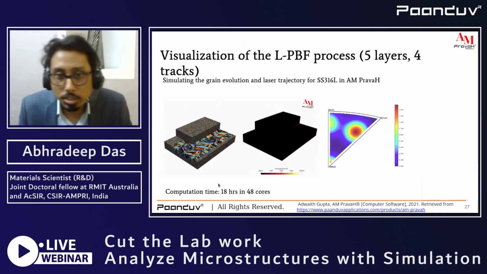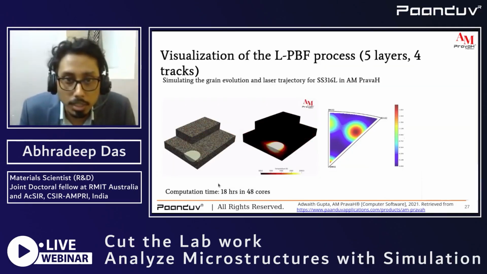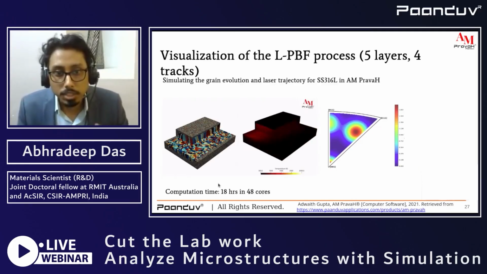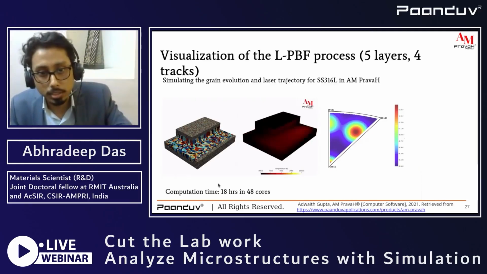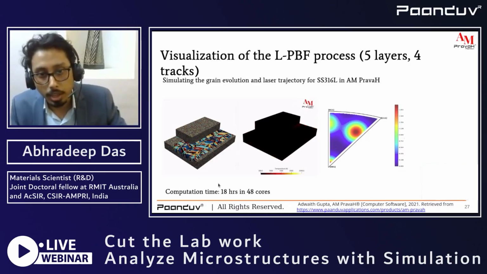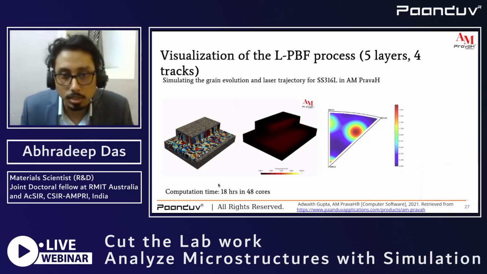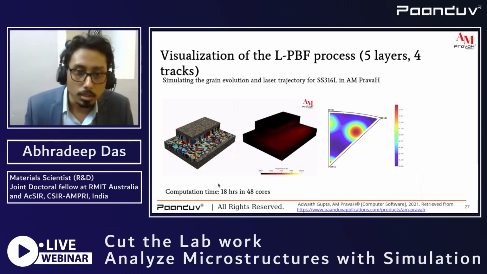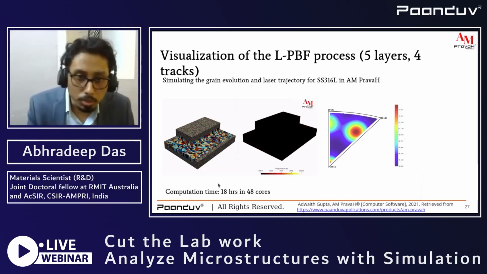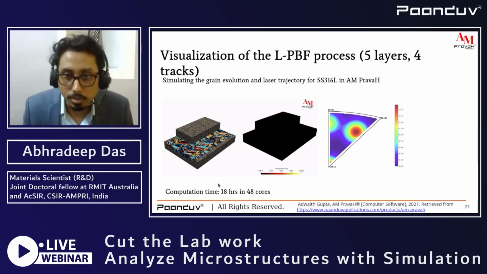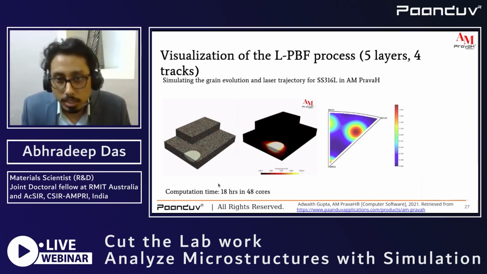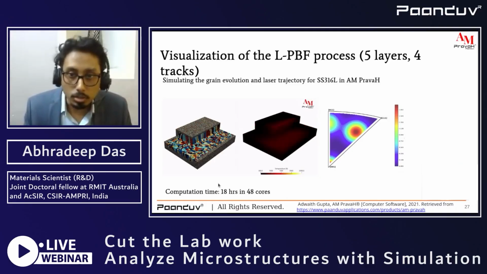Coming to the visualization part, I have sectioned the microstructure in such a way that we can see the 5-layer development along with the 4 tracks, and how accurately it has captured the transitions from the columnar to equiaxed in between the 2 successive melt tracks. We can also see the laser trajectory that it has followed alongside.